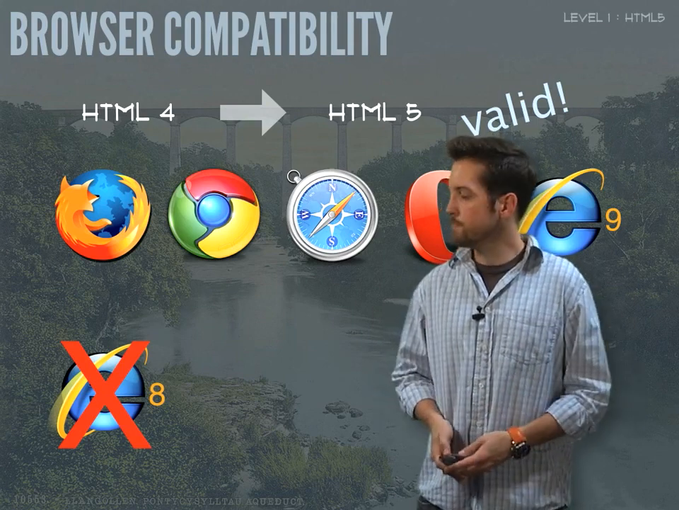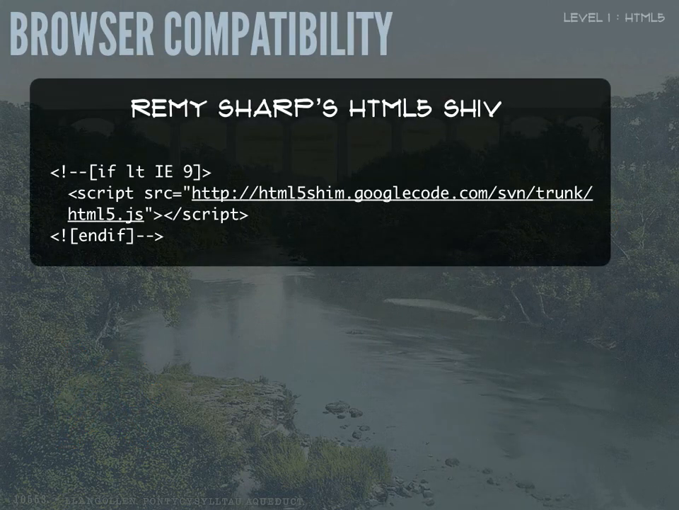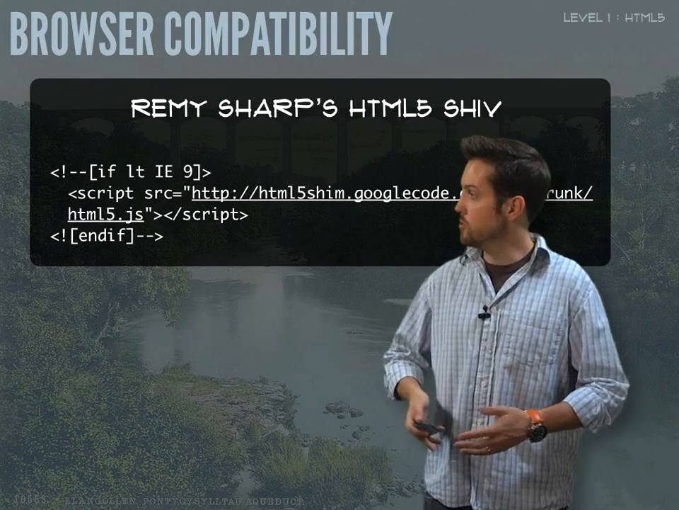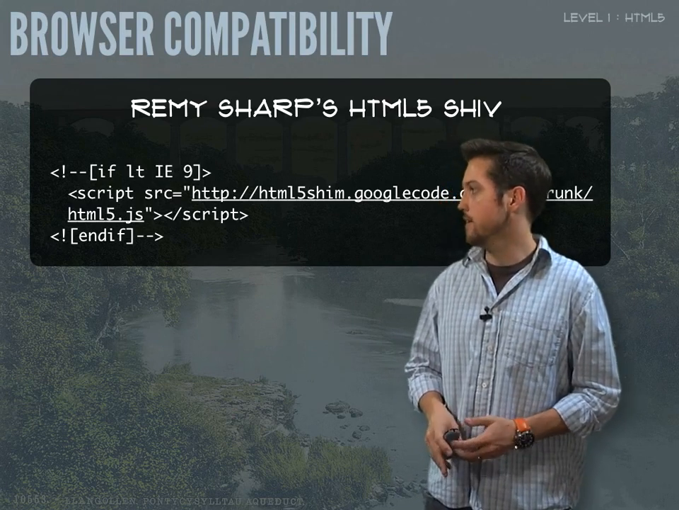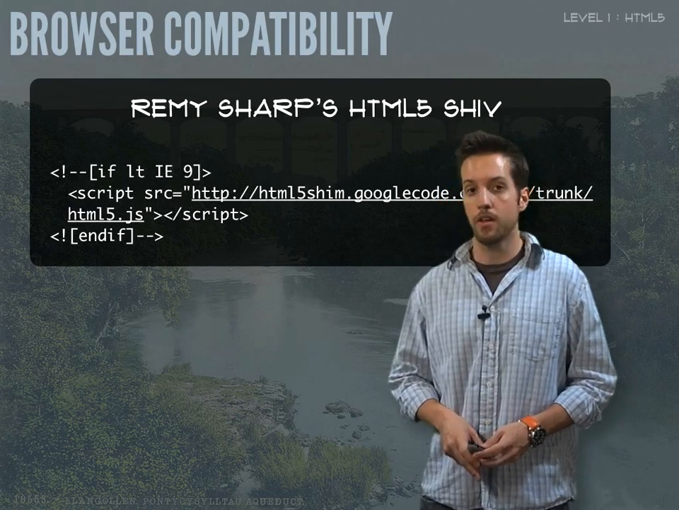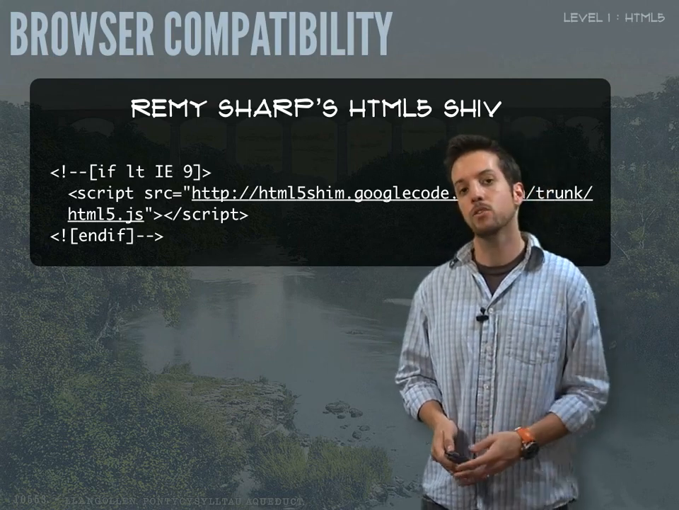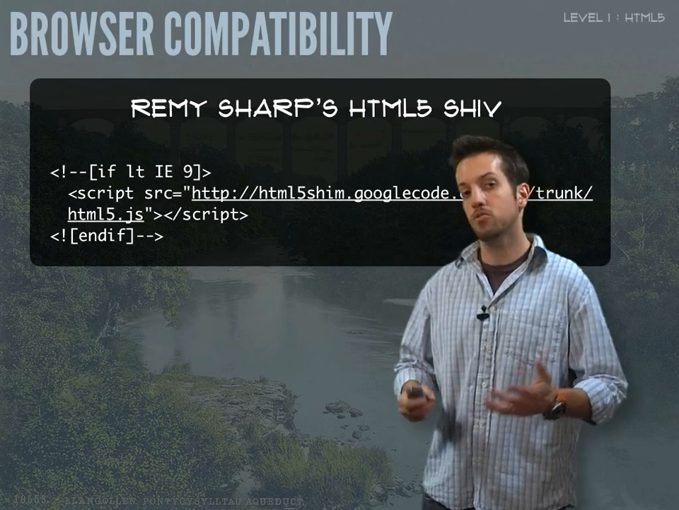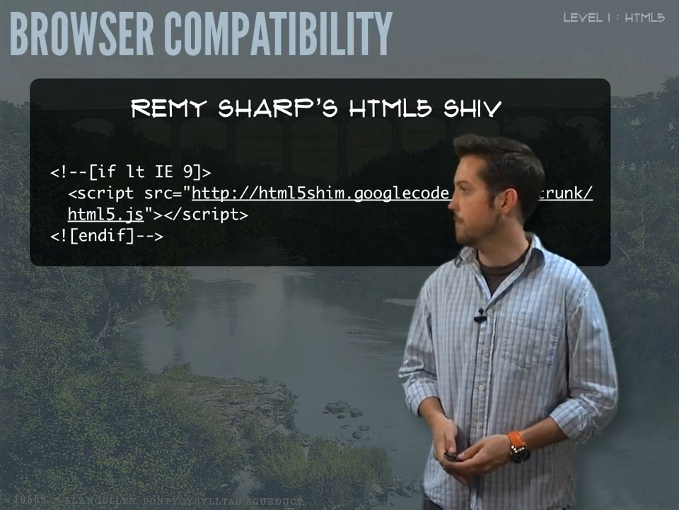So what do we do? Well, Remy Sharp created this pretty awesome little script that enables HTML5 elements in browser versions earlier than Internet Explorer 9. So all you would do is enter this script in your head element, and basically what this says is if a user is in a browser earlier than Internet Explorer 9, cue this script and your HTML5 tags will work. All of the other browsers, Firefox, Safari, etc., they're just going to ignore this code and we're good to go.